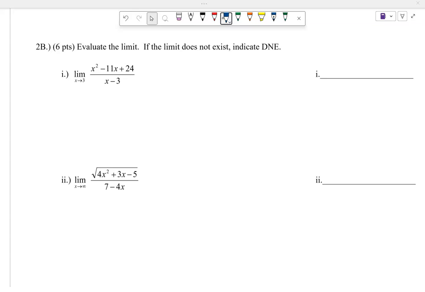If you notice on number 2b, if you plug 3 in, you're going to have 0 on the bottom. You plug 3 into the top, I got 9 minus 33 plus 24, which is -24 plus 24. So I got 0 over 0 when I plug this in. So you can use indeterminate form, you can use L'Hopital's rule. You've done that, or we're going to do this algebraically in this course. We'll practice our algebraic technique.